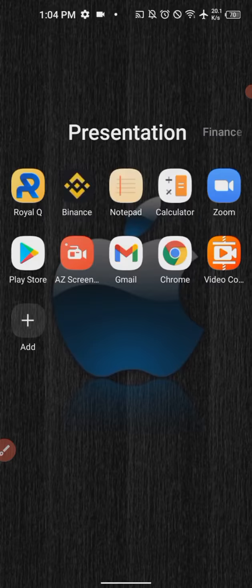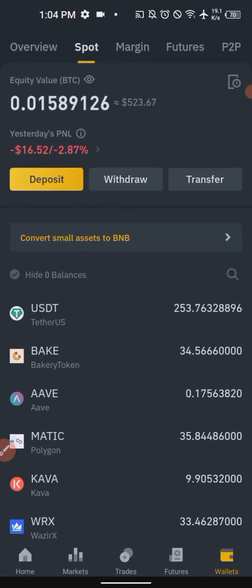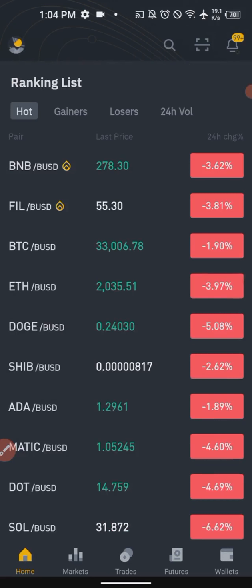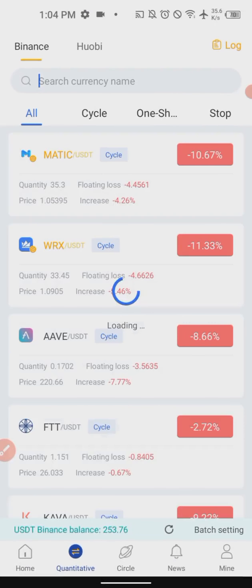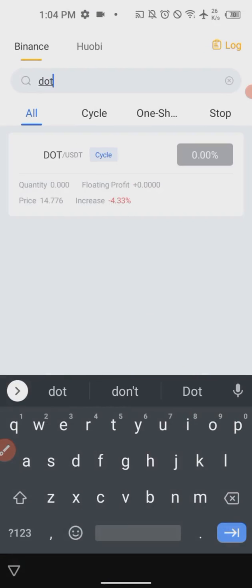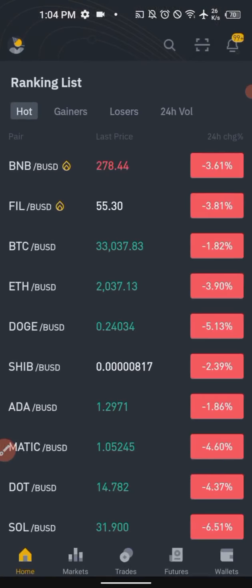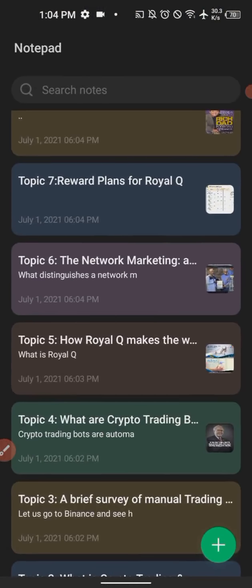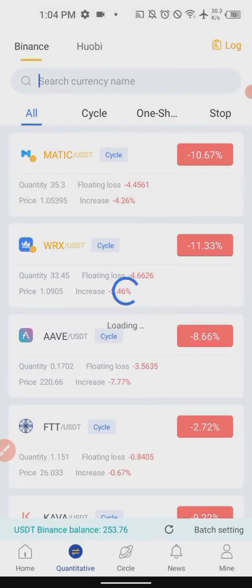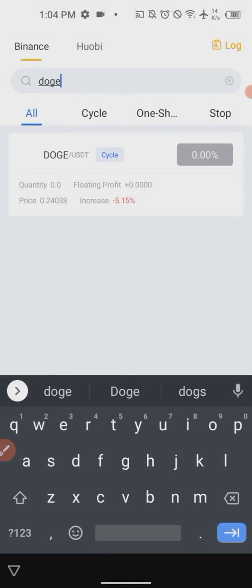But let me even just show. Let's go to the Binance homepage. Let's check hot. We can see dots. Let us check here for Polkadot. You can see dot is here. Which other one? You can see Doge. Let us come to search Doge.